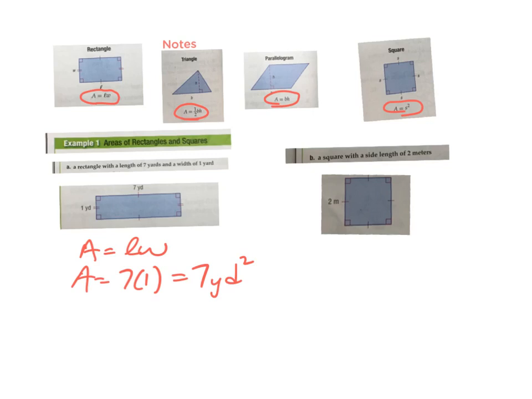When we have a square, it says we have a square here with 2 meters on each side. The square means all the sides are the same. So the formula for a square is A equals S squared. So it's A equals, in this case, 2 squared, which equals 4. And it happens to be meters, so it's meters squared.